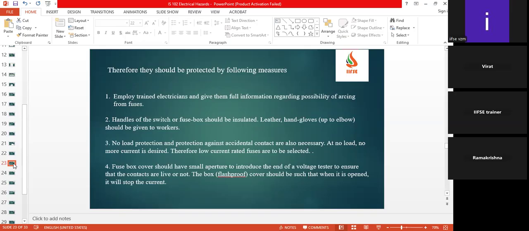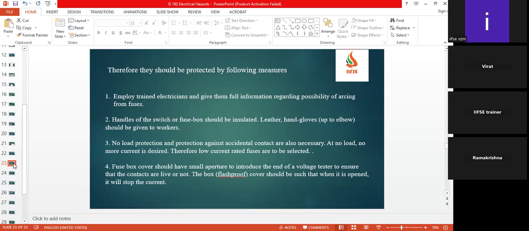If there is no load, you should choose the current which is required for the load, and then choose fuses of the same rating. If the current is low and you are using fuses or breakers on the higher side, again it is a problem. It depends on how much current you are using at the no load condition.